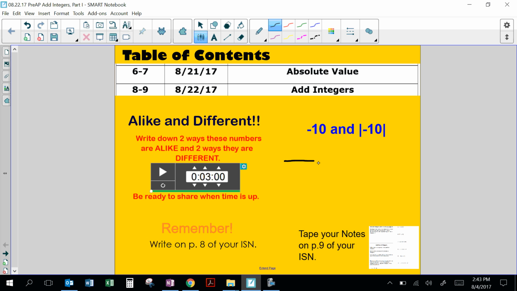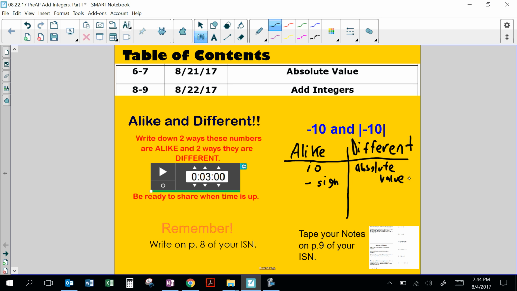Every year I have some students who make a T-chart like this one, alike and different. What makes these alike? Both of them, I see 10 and 10. I also see a negative sign somewhere. Negative sign, negative sign. What makes them different? One of them has an absolute value, the other doesn't.